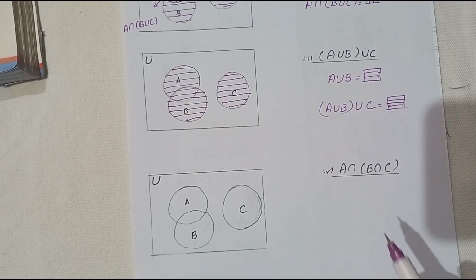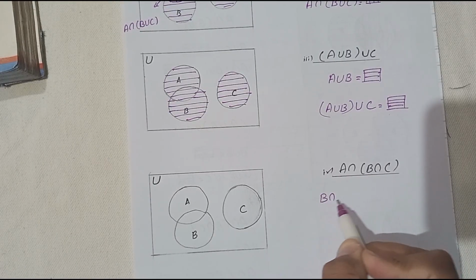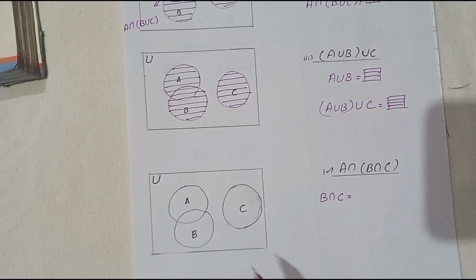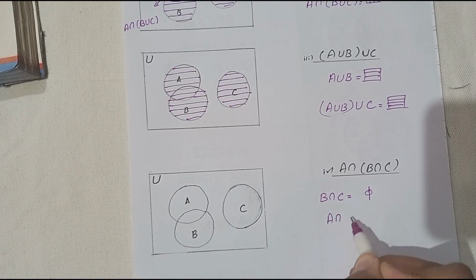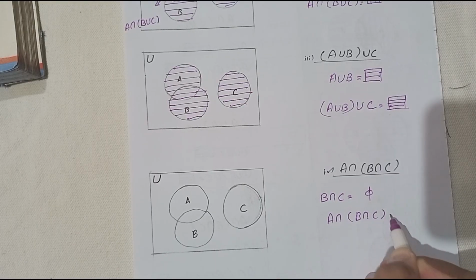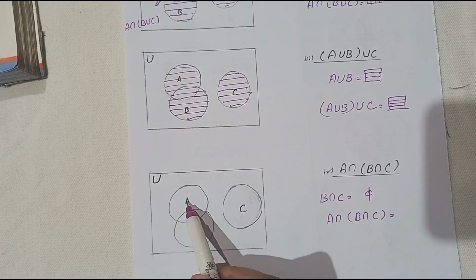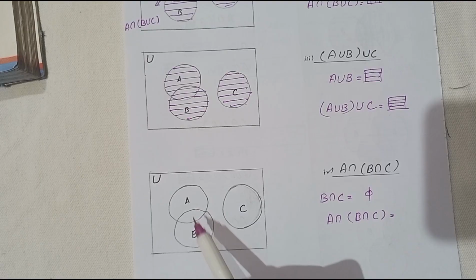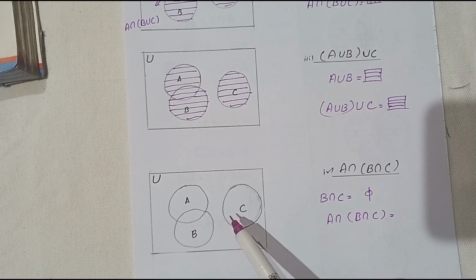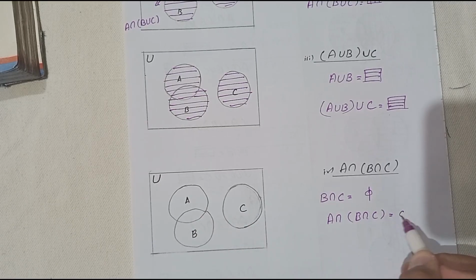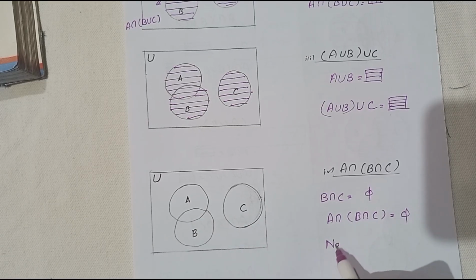And in the last part, first we have to shade B intersection C part. As there is no common part between B and C, it is phi set, and the intersection of A with B intersection C is the intersection of A with phi. So intersection of A is only with B, not with C. So B intersection C part is phi, and the common part of A and phi is also phi set. So there is no shading.